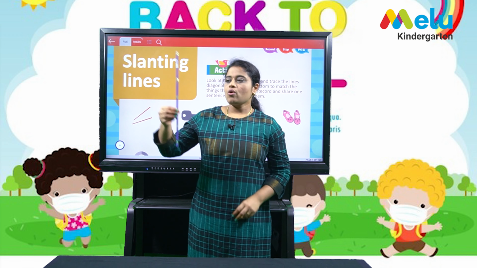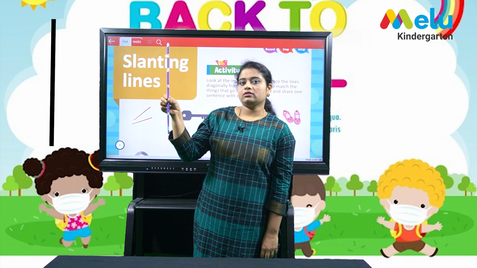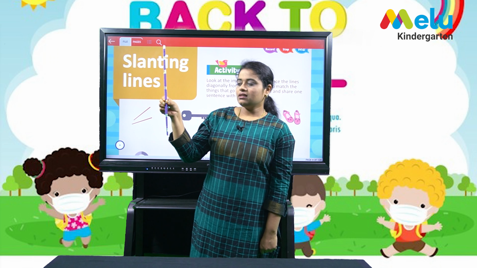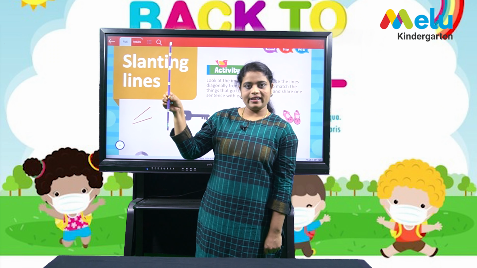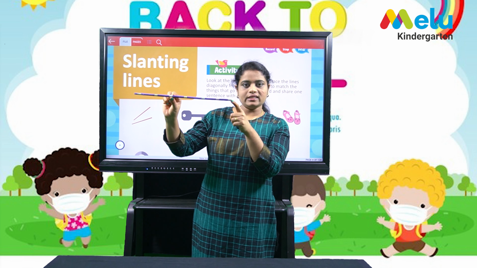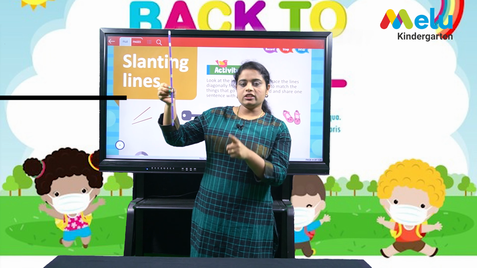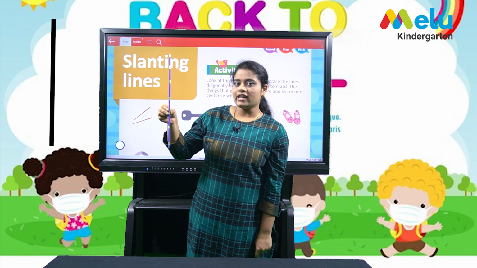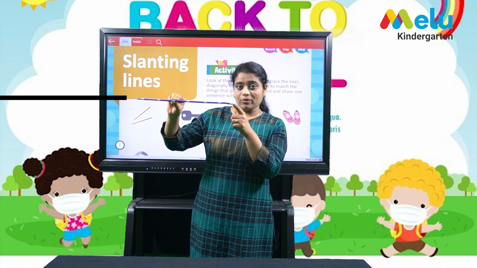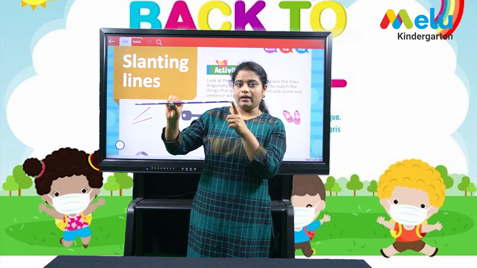Okay. So when I hold this stick in this position, it is in a standing line. Yes. So it is a standing line. Place the stick in this position. It is a sleeping line. Yes children, because it is standing, it is called a standing line, and now it is like sleeping position. Yes children, so this is a sleeping line.